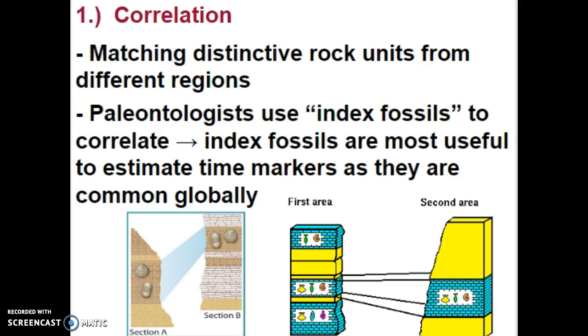And so we use fossils to kind of correlate or match different events around the world. So we can take matching rock units from different regions, and paleontologists use what they call index fossils to correlate or match this information. Index fossils are like the poster fossil for a particular time period. They're useful to estimate time markers. Index fossils are common globally, and they are very specific to a part of the geologic time scale. And so we can match different events from area to area using correlation.